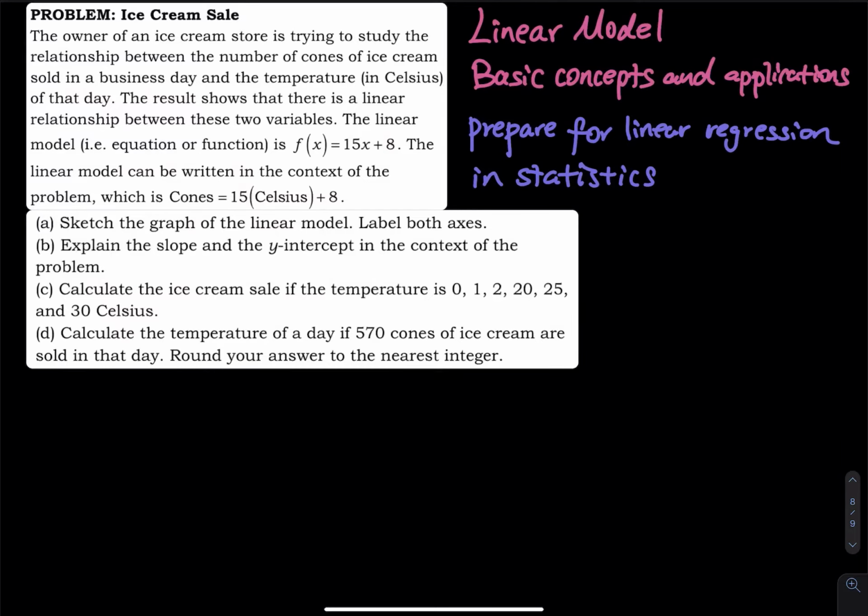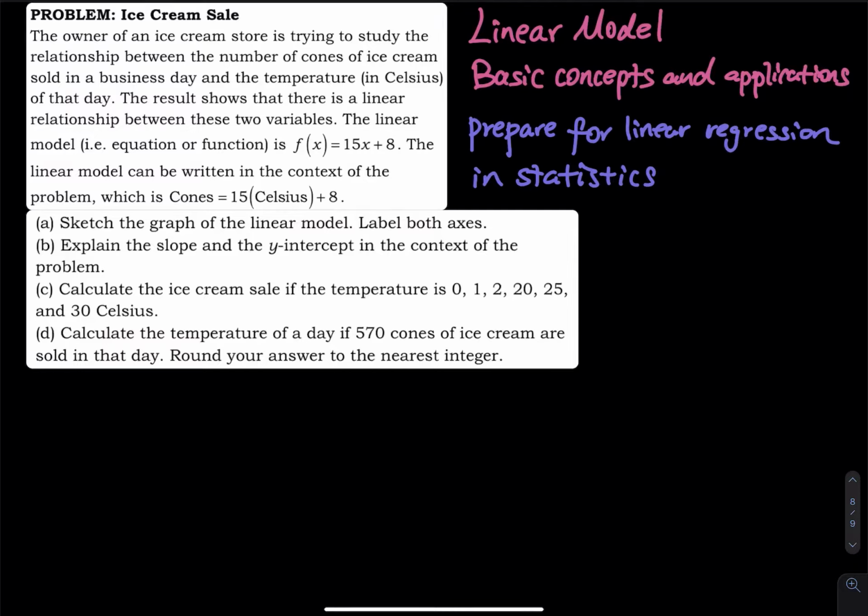In elementary statistics, one of the chapters that you will have to study is called linear regression. And this video prepares you for that because in this video, I will introduce the basic concept and application of linear model. So when you see the word linear model in statistics, usually they don't use the word linear function. They use the word linear model.